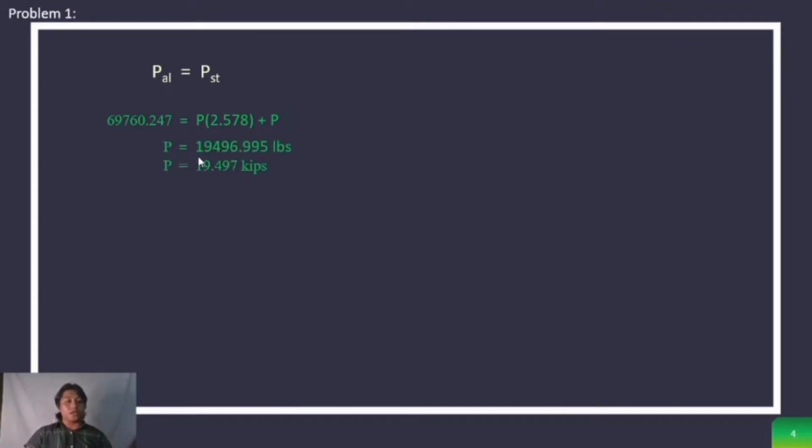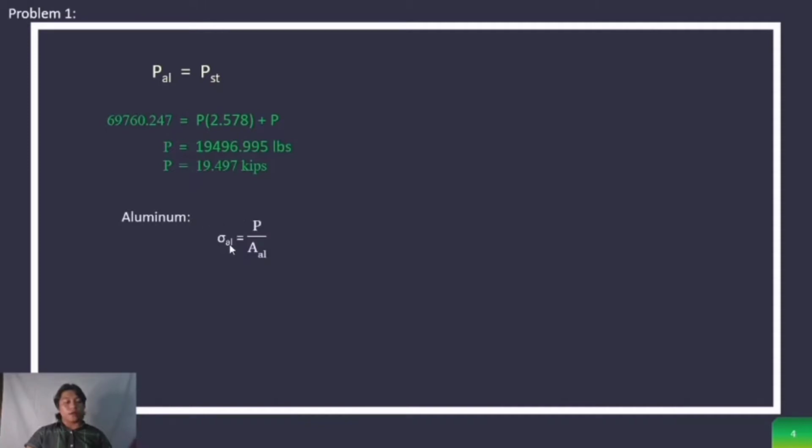So P is equal to 19,496.995 pounds divided by 1,000 to get kips. So P is equal to 19.497 kips. So what we are looking for is to calculate the stresses.